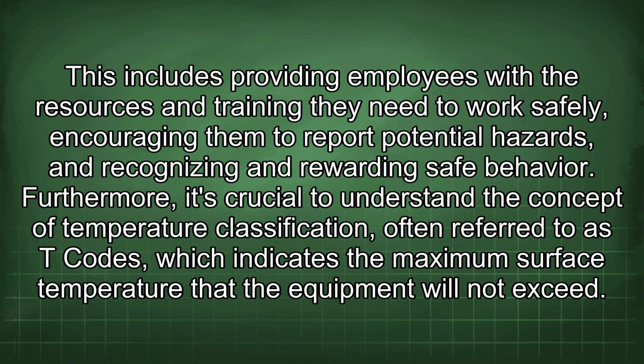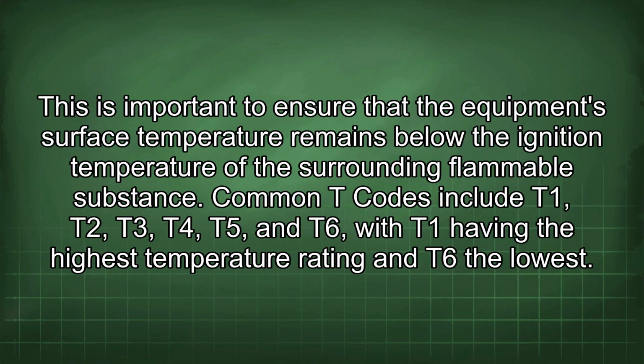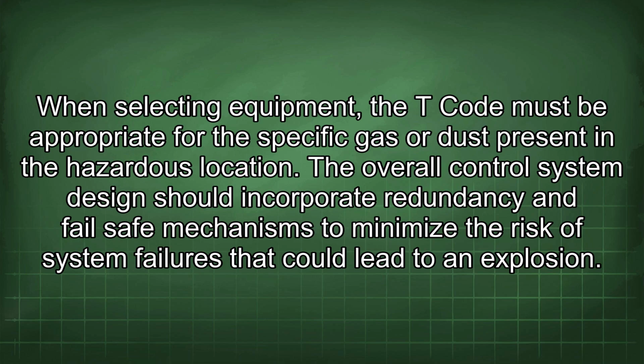Furthermore, it's crucial to understand the concept of temperature classification, often referred to as T codes, which indicates the maximum surface temperature that the equipment will not exceed. This is important to ensure that the equipment's surface temperature remains below the ignition temperature of the surrounding flammable substance. Common T codes include T1, T2, T3, T4, T5, and T6, with T1 having the highest temperature rating and T6 the lowest. When selecting equipment, the T code must be appropriate for the specific gas or dust present in the hazardous location.